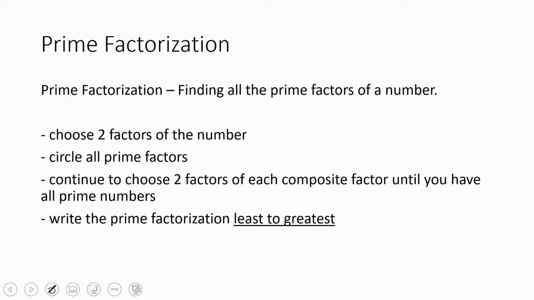And as you're making your factor tree, you're going to circle all the prime numbers. That tells you when to stop, and that also helps you go back and find all the prime factors so you don't miss any. Then you're going to just keep repeating those same steps until you have all prime numbers and all the numbers are circled at the bottom.